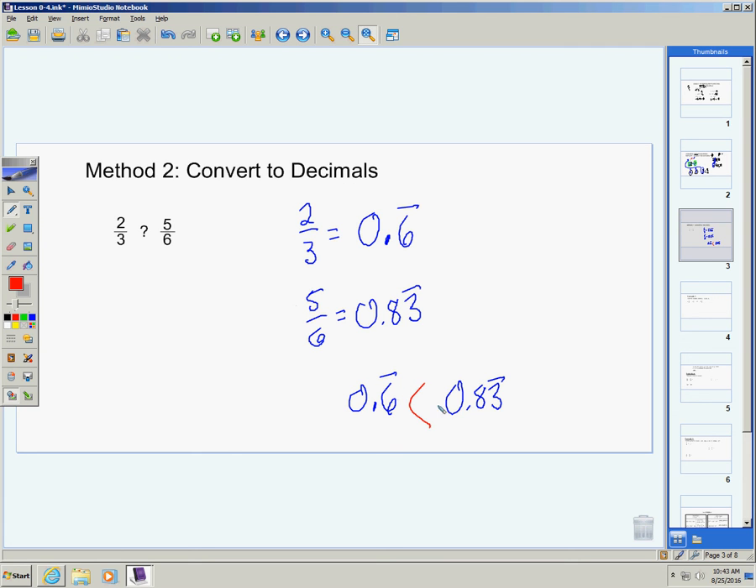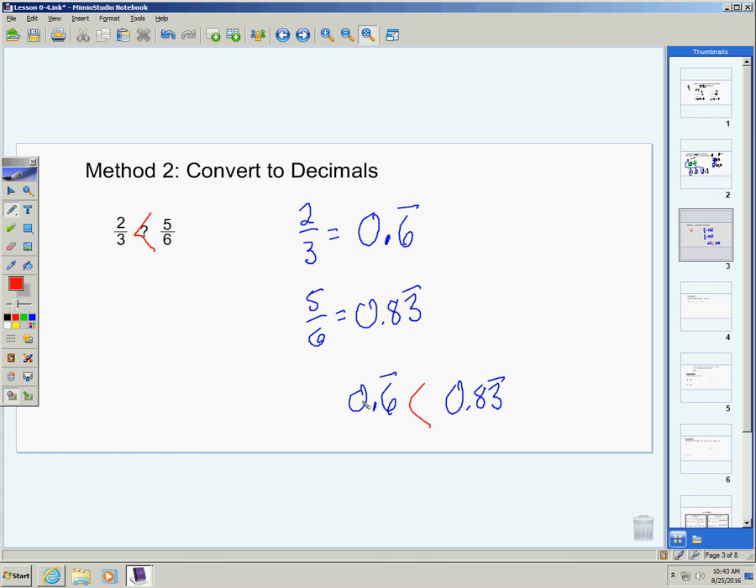You're probably saying, oh wow, this is so much easier, all I had to do was type it into my calculator. And it may be faster right now, but sometimes these decimals can get pretty sloppy and they can go out a long time, and it's just easier to find a common denominator instead of working with repeating decimals all the time. So you can use method 2 if you really want to. I would much prefer you to use method 1.